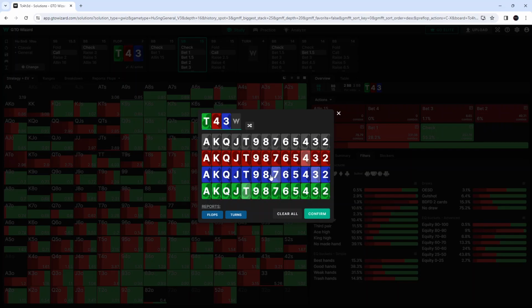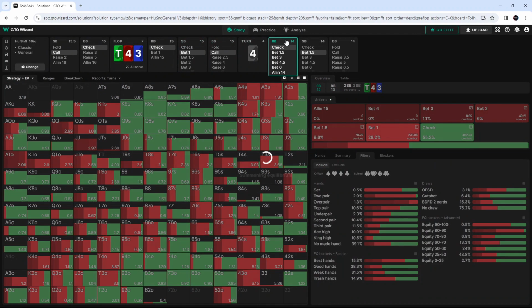So let's check. We can put any 4. We'll choose a blank 4 with no flush draw again. And we'll see how much donking is going on.